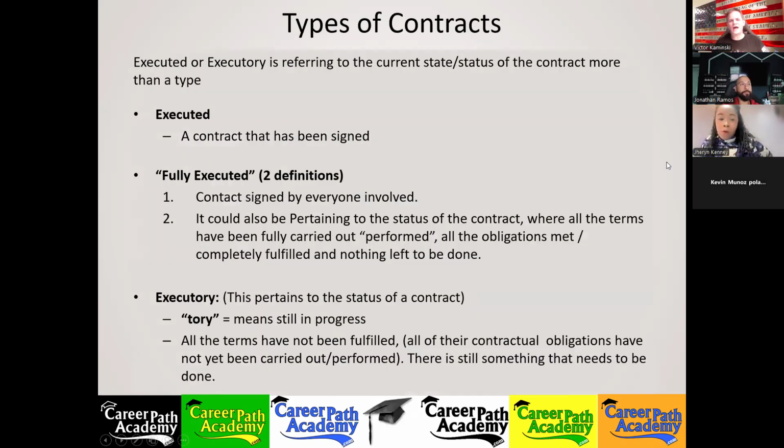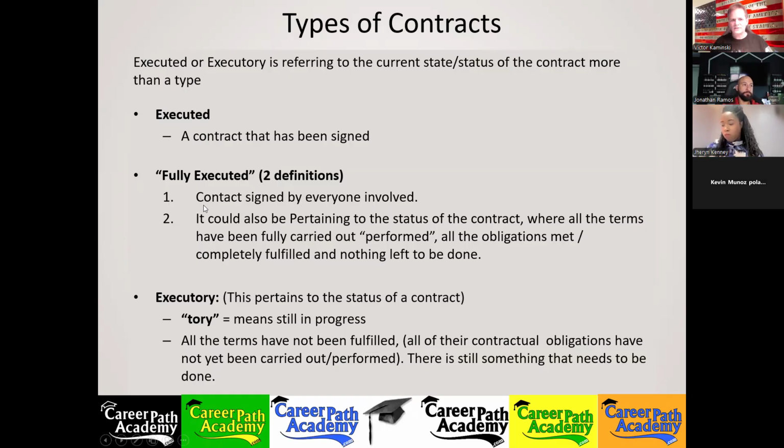All right. So now contracts can be executed or executory. Let's get into these terms. An executed contract is one that's been signed. A fully executed contract can be interpreted in two ways. It could be a contract that's been signed by everyone, it's been fully executed, or it could mean all the terms of the contract have been fulfilled. There's no further obligations that need to be met. Everybody performed and did what they had to do. So the contract has been fully executed.